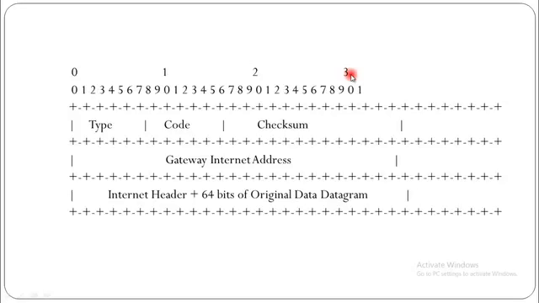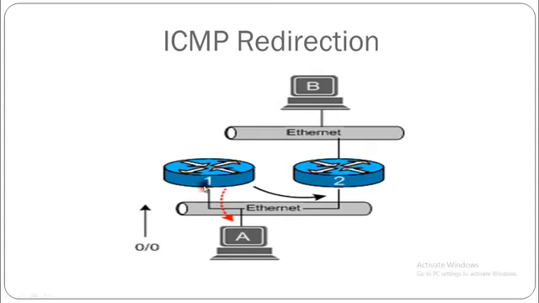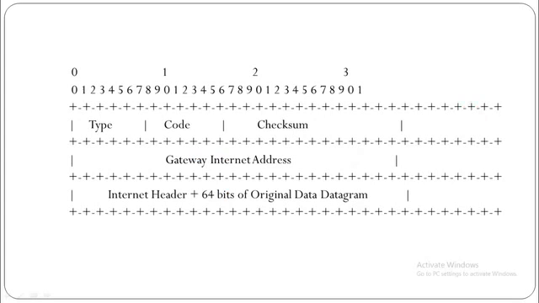Next comes the checksum and the IP address of the next hop router that should be used. Finally, the IP header and the first 8 bytes of the offending packet are included as part of the ICMP data. By offending packets I mean the packets that were redirected back to A and not the original packet. Once the packet is sent out from A, that is not the offending packet, but when it is sent from 1 back to A, it is the offending packet.